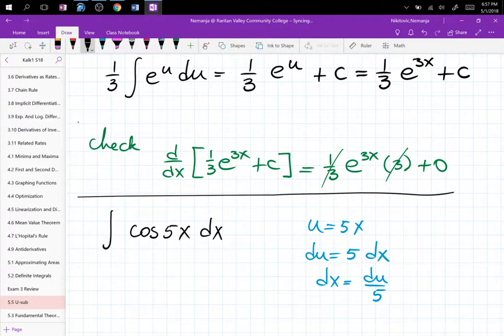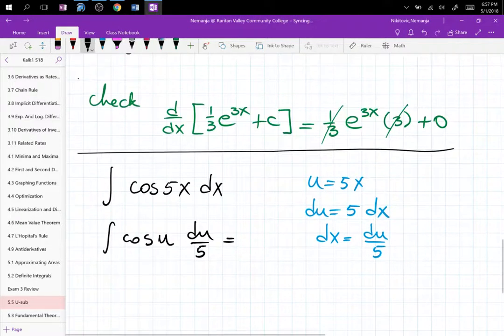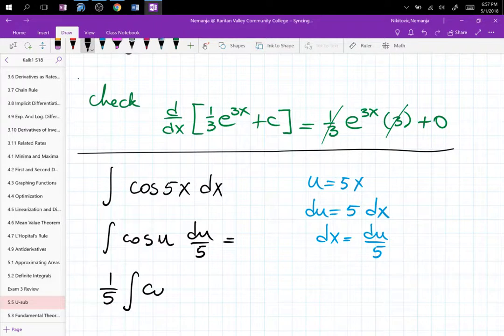Integral of cosine, instead of 5x I have u, and instead of dx I have du over 5. I will kick 1/5 in front of the integral and just deal with cosine u du. What is the integral of cosine u? Anyone? Very good. Sine u plus c. Don't forget plus c, guys, for Thursday.